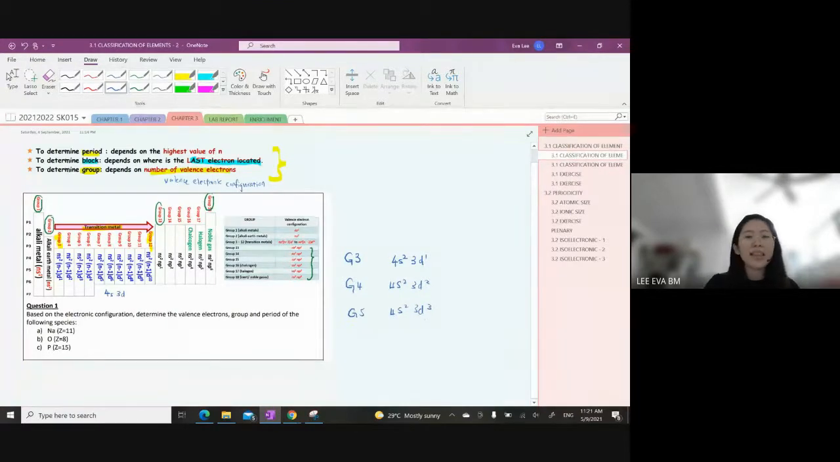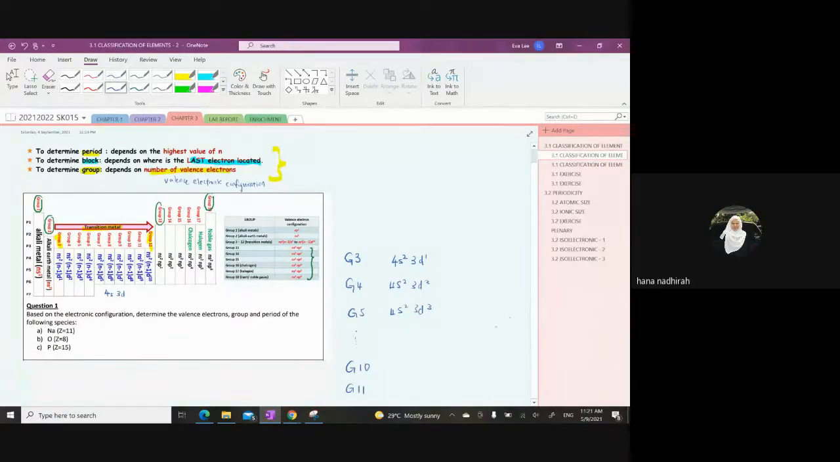So do you get this idea for the valence electron? Is everyone all right with the valence electrons over here? Yes, madam. Alright.